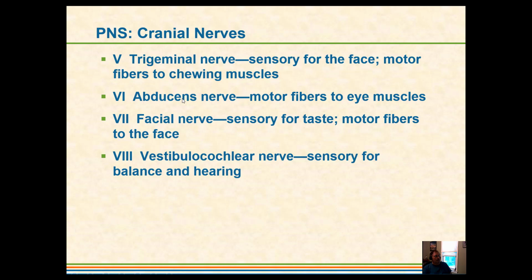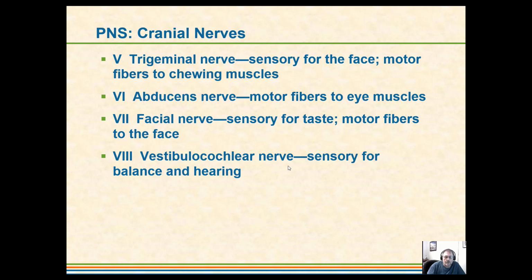We've got the abducens nerve, which works on a muscle which will allow the eye to turn outward. So if I've got both eyes moving, one is being moved by the abducens muscle. We've got the facial nerve, which is sensory for taste, also motor fibers to the face. We have the vestibulocochlear, which allows us to hear.